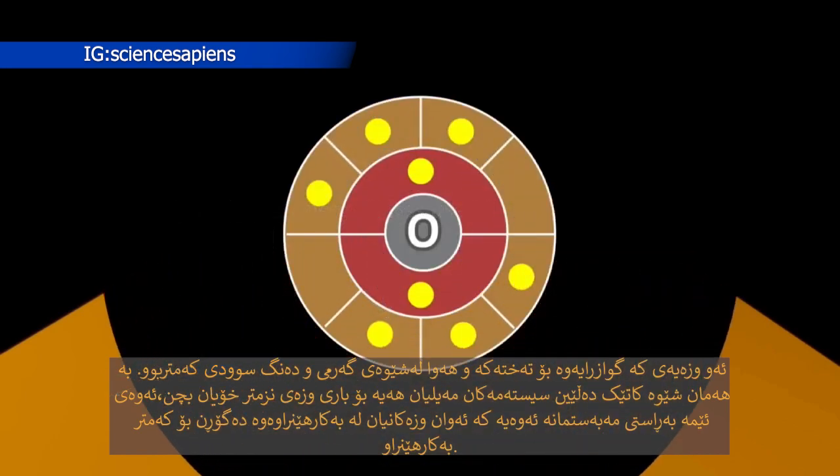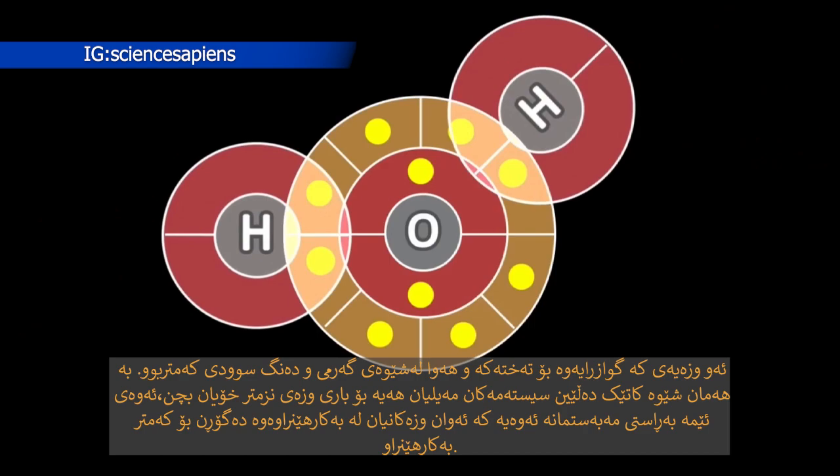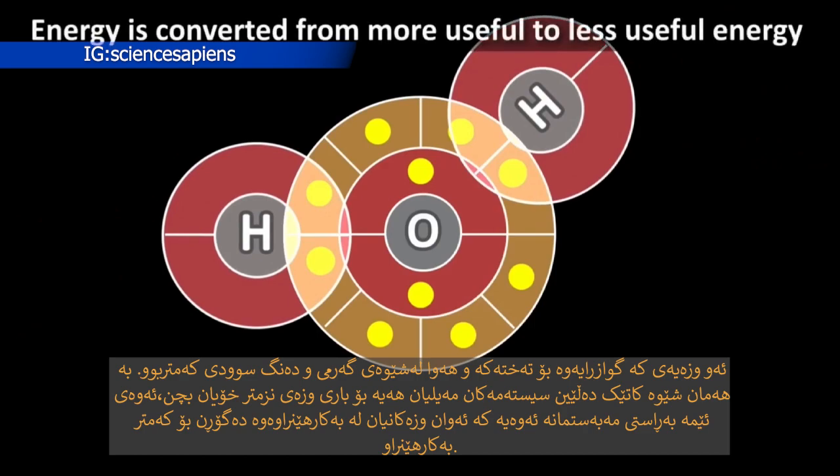Similarly, when we say that systems tend to go to their lower energy state, what we really mean is that they're converting their energy from more useful to less useful.